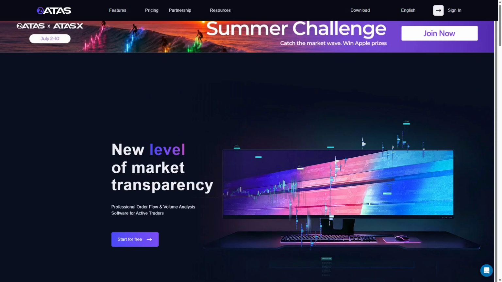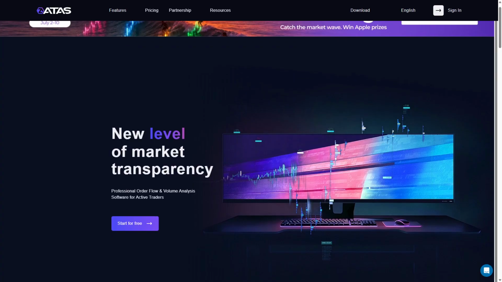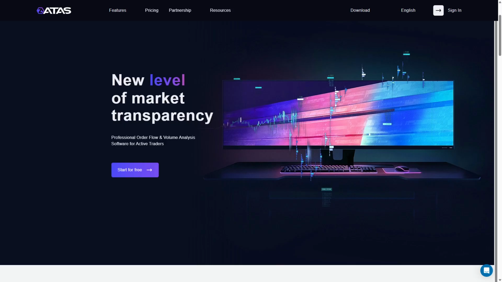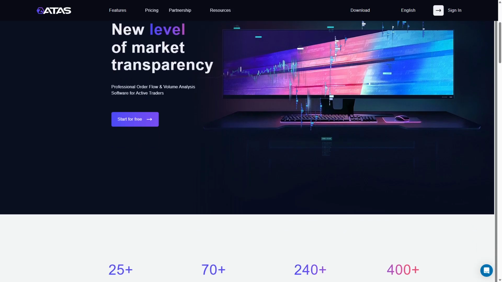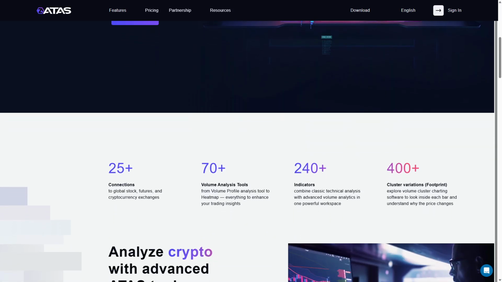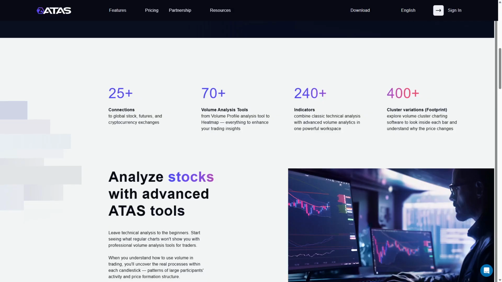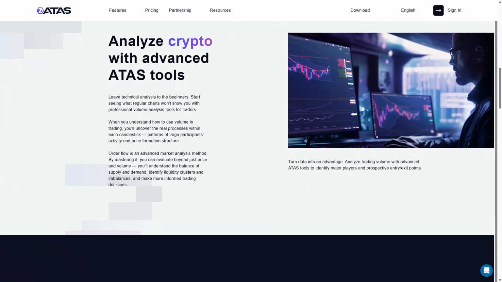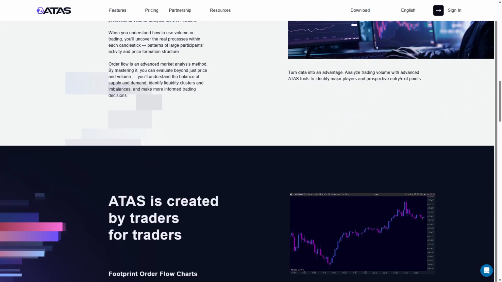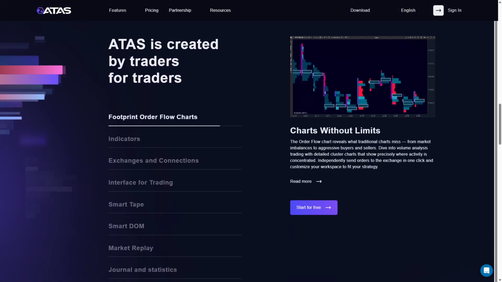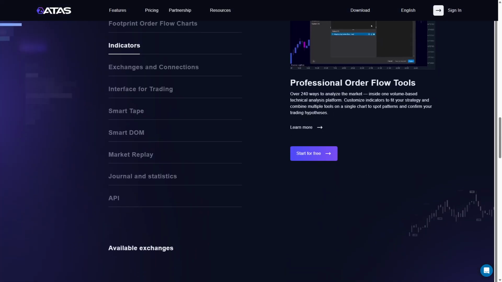ATAS stands for Advanced Trading Analytical Software, and it's designed specifically for order flow trading. The core functionality revolves around providing traders with detailed market insights through advanced charting tools, volume analysis, and market depth visualization. Right off the bat, the user interface feels quite intuitive, which is a plus for both beginners and seasoned traders. You can customize your charts extensively, which is great if you have specific strategies in mind.